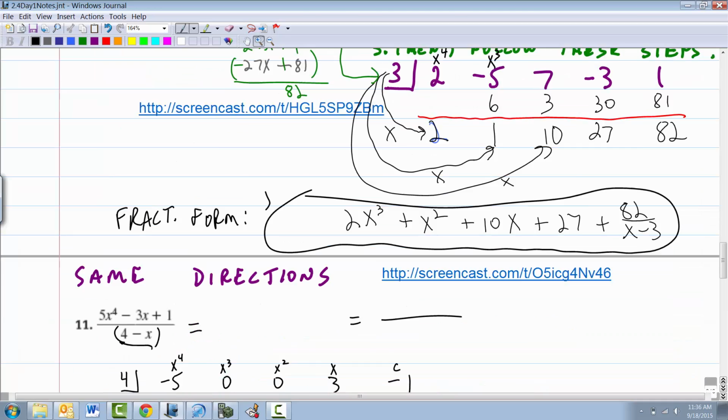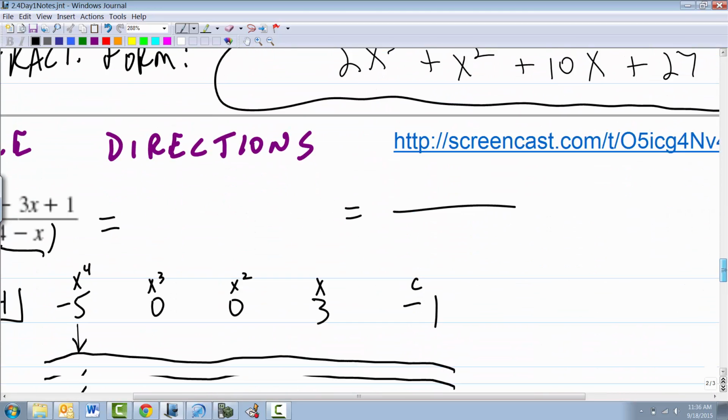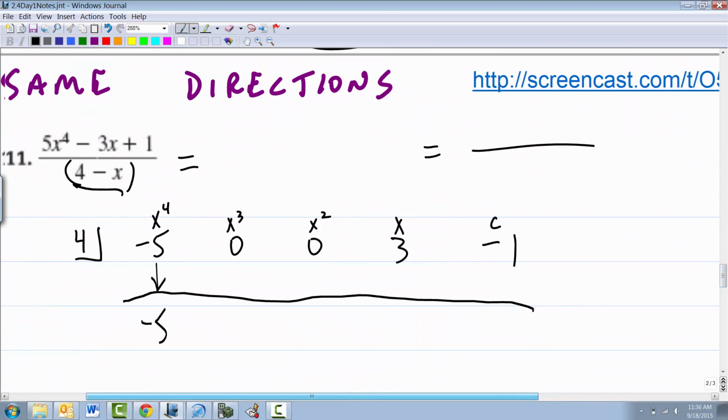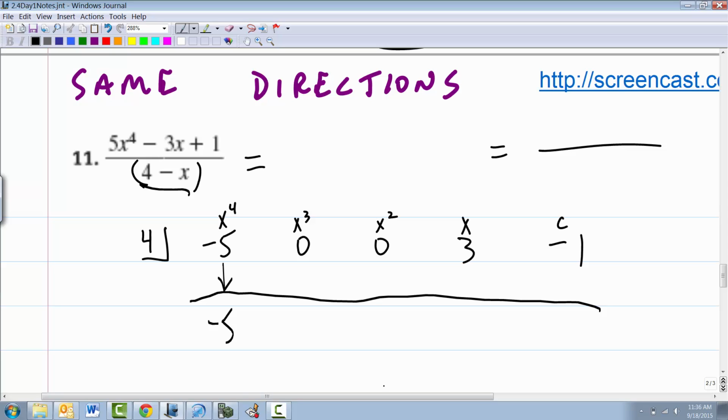What's weird about this one is, what am I dividing by? 4 minus x. All right? I think what would be smart is to turn that into x minus 4. How do I do that, though? How do I turn that into x minus 4? I pull out a negative.